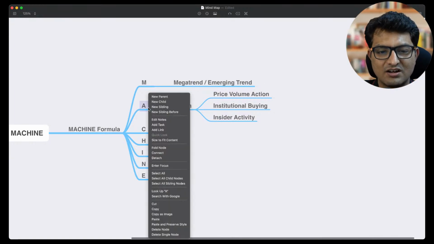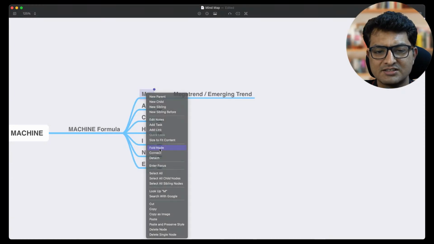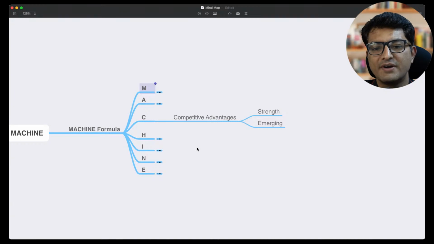Third, you should look at competitive advantages. What are the competitive advantages? Can somebody tell me what the different competitive advantages are?